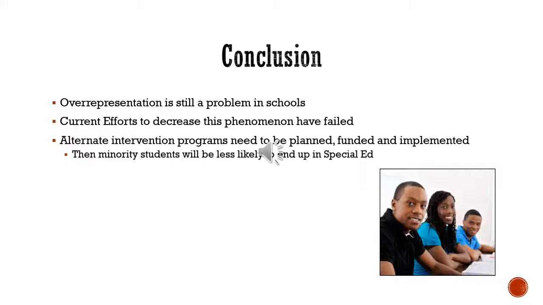Overrepresentation is still a problem in schools. Many schools have a disproportionate number of minority students in special education. Current national legislative efforts to decrease this phenomenon have failed on a broad scale. The numbers of overall students in special education have decreased since 2004, but the proportions of minorities in special education remain disproportionate to that of white peers. Alternate intervention programs need to be planned, funded, and implemented. Then minority students will be less likely to end up in special ed and more likely to achieve academically.